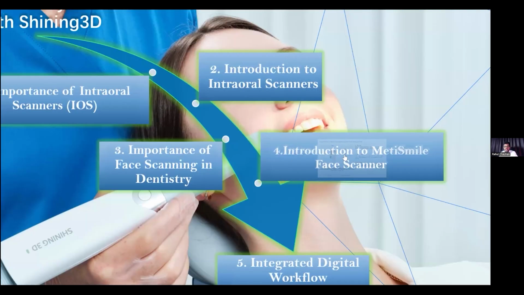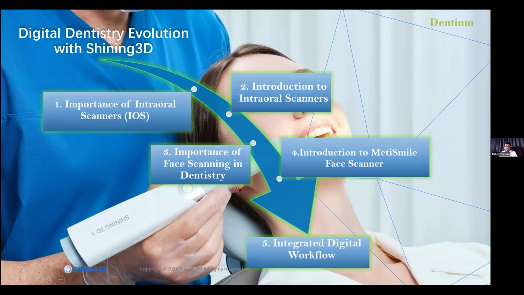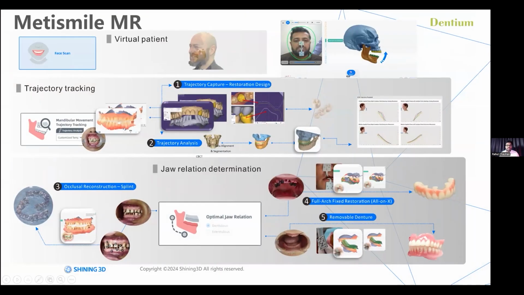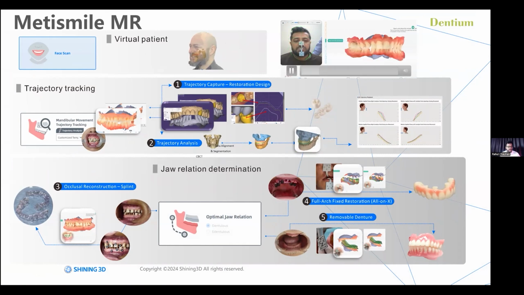Now let's see the last thing, the integration of the digital workflow. We have seen the Elite scanner, we have seen the face scanner. Now in the face scanner, we have developed some advanced features like jaw relations and mandible movement trajectory. We give it the name Metismile EMA. So you can see here, let me show you.